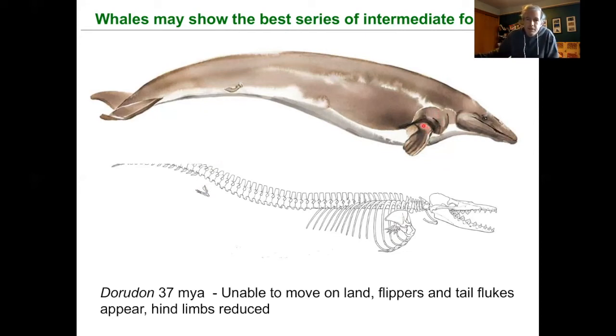But its forelimbs are now proper flippers. In addition, crucially, this is the first species in the whale lineage that has a tail fluke. So now the tail has a full fin on the end of it. That means this is much quicker and much more efficient at moving in the water.